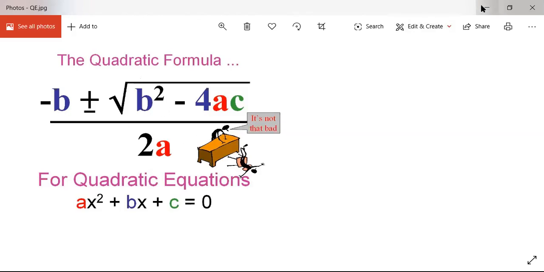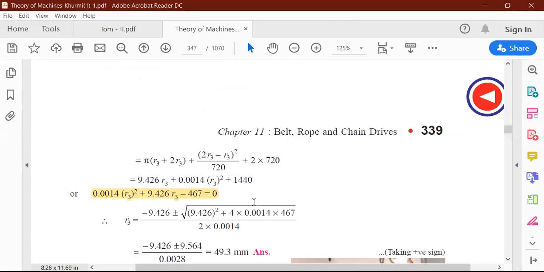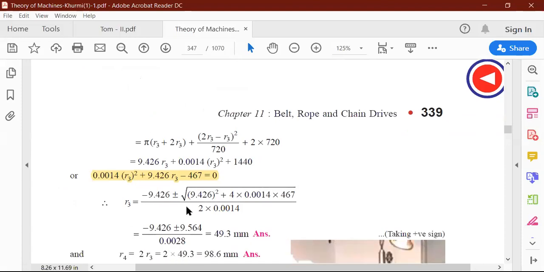Okay, so let's come to our point. See, here this is the quadratic equation: ax square plus bx minus c is equal to 0. So how can we find the value of R3? R3 is equal to minus b. This is a, this is b, this is c.